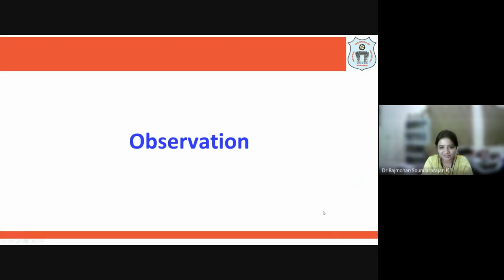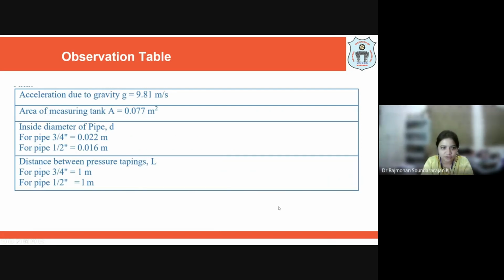So dear students, now we are going to start with the observation part of the experiment. For the observation and the calculation part, we need to first see the observation table here. These are some of the values which we will be needing to calculate the Reynolds number as well as the friction factor. So we have the acceleration due to gravity G, which is 9.81, and then the area of the measuring tank is taken to be 0.077 meter square.